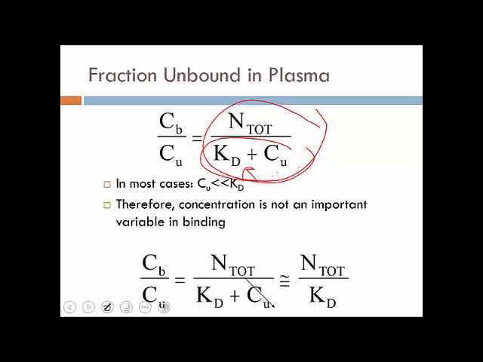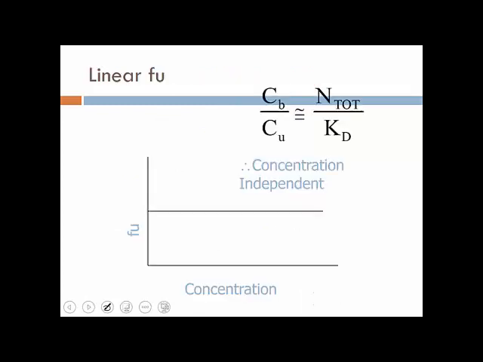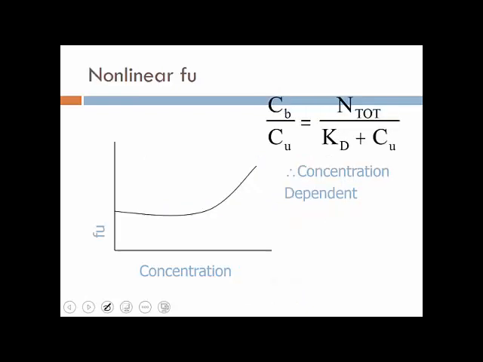the concentration where half of our binding sites are filled. So in most cases, Kd is much greater than concentration, and this falls out of the equation, and this would be linear binding, which is what happens in most cases. So as concentration increases, we don't see any change in our fraction unbound. Our fraction unbound in plasma remains constant, so it's concentration independent in most cases.